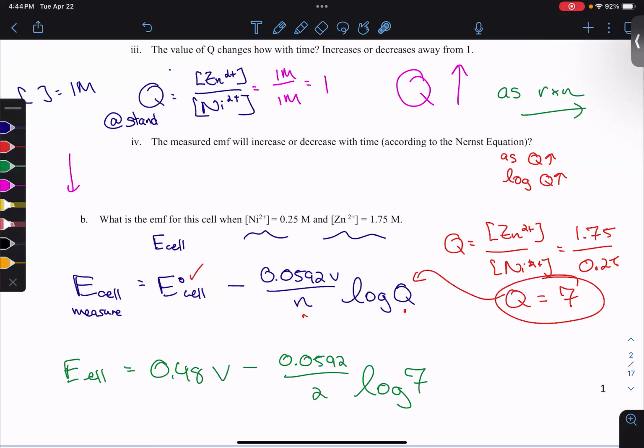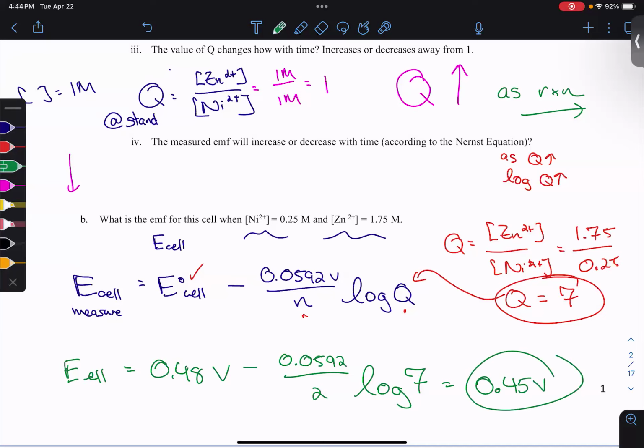Lower, because you basically packed a lot of products, and products isn't what generates the voltage. It's having reactants. Packing lots of reactants there will generate a lot of voltage, all right? And so yeah, the answer we get is a little bit lower than standard. It's 0.45 volts, all right?